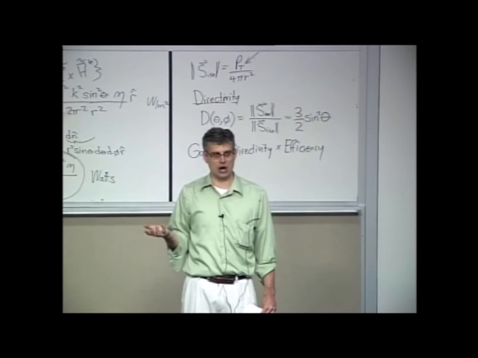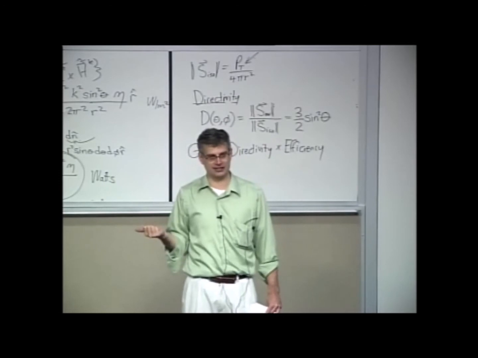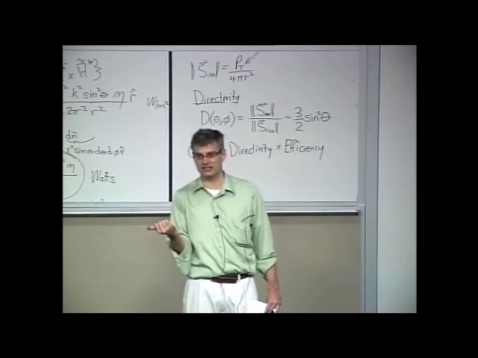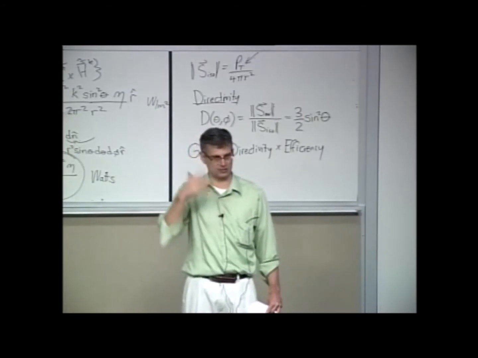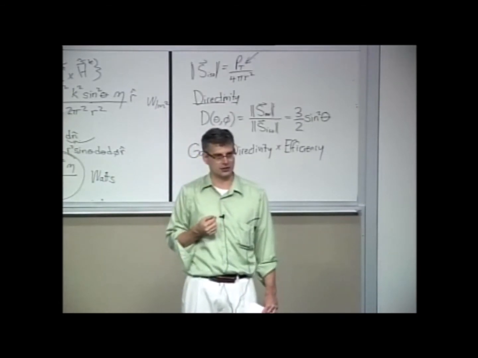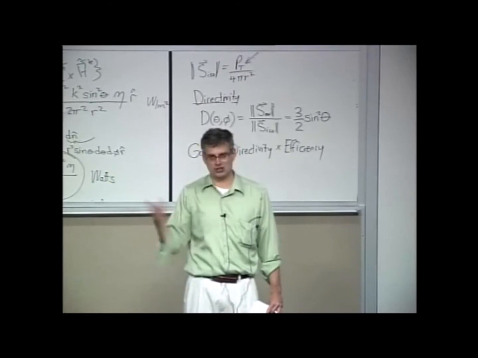Reflections generally are bad because they mean that you're not sending all of your power into the transmit antenna, or you're not receiving all of the power that you could from your receive antenna into your receiver. It's reciprocal. It works both ways. So if you have a 50 ohm line, you should have a 50 ohm antenna.